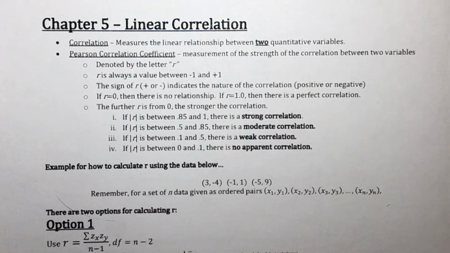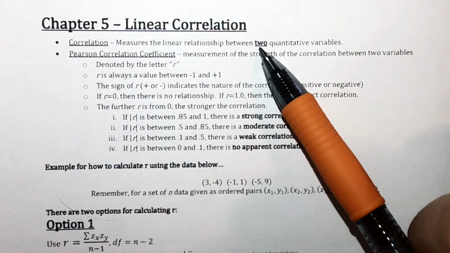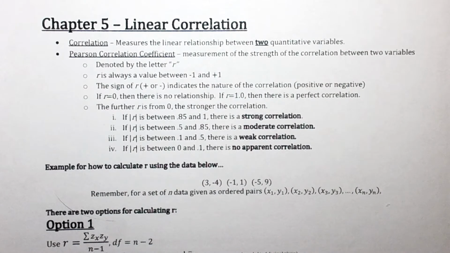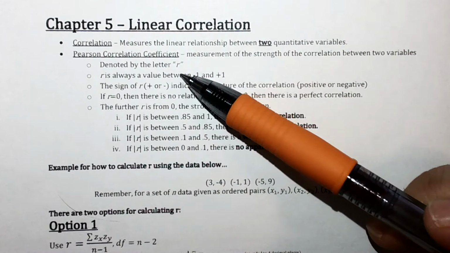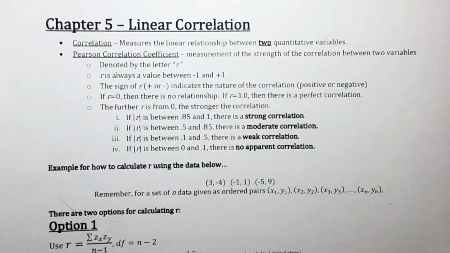So chapter 5 is about linear correlation. Correlation measures the linear relationship between two quantitative variables, so between x and y, for example. Now the Pearson correlation coefficient measures the strength of the correlation between two variables. We use the lowercase r to denote the Pearson correlation coefficient, and it's always between -1 and +1.